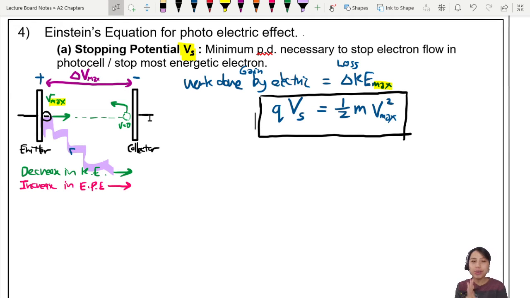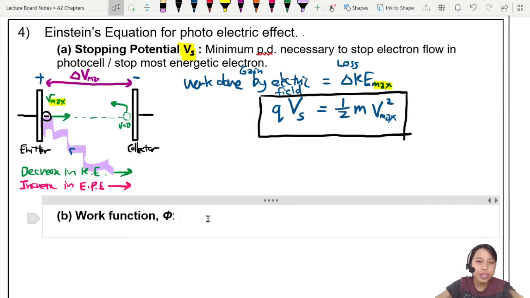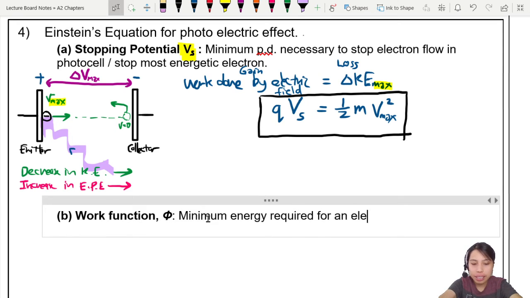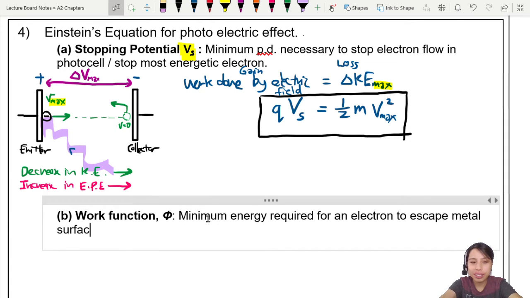Okay, so this is how you can think of stopping potential. Another thing that you need to know to put together Einstein's equation is the idea of work function. Let's start off by defining what work function is first, the definition that you need to know for A levels. Work function is the minimum energy required for an electron to escape a metal surface. That is the idea of a work function.